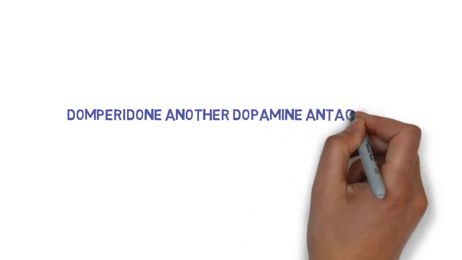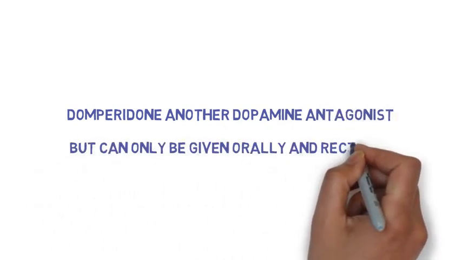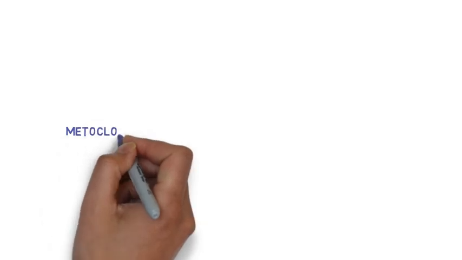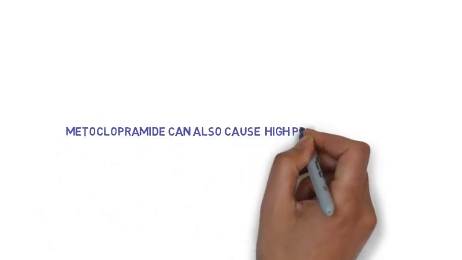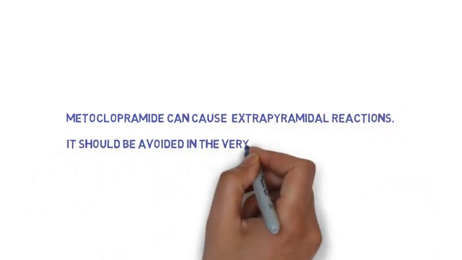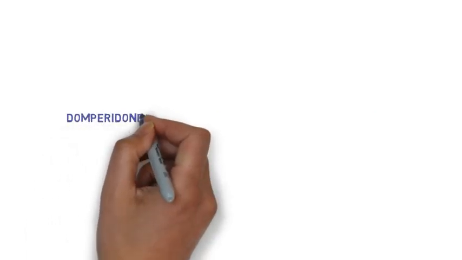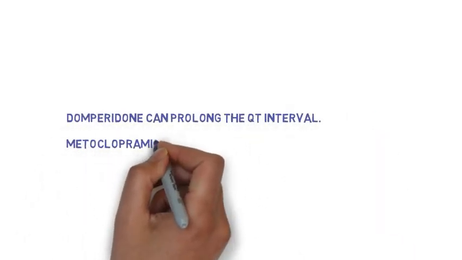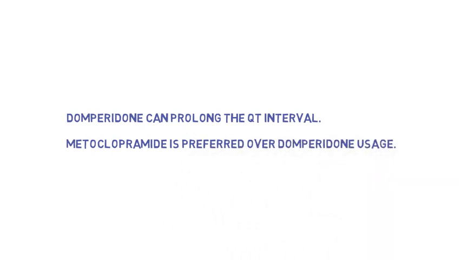Domperidone, another dopamine antagonist, can only be given orally or rectally. Metoclopramide can cause high prolactin levels. It should be avoided in the very young due to reactions such as dystonia. Domperidone can prolong the QT interval. Metoclopramide is preferred over domperidone, and we don't see a lot of domperidone on the wards. Metoclopramide is the preferred antiemetic in this class.